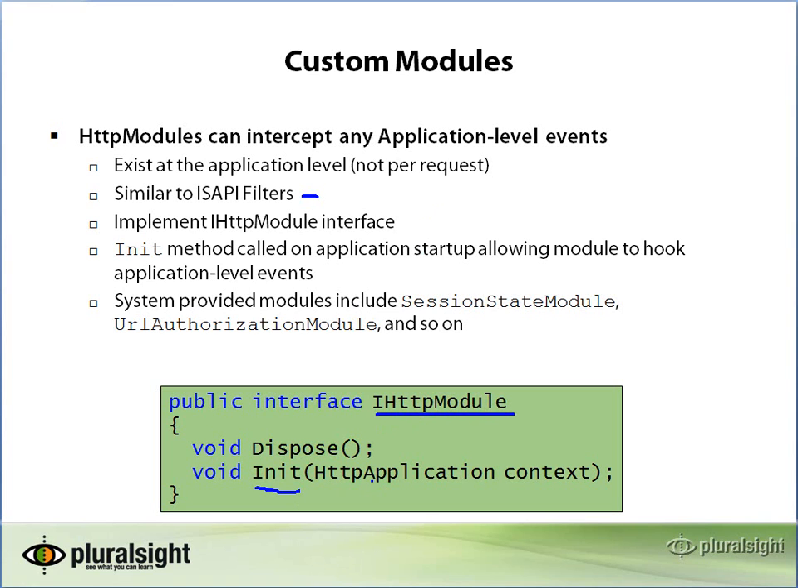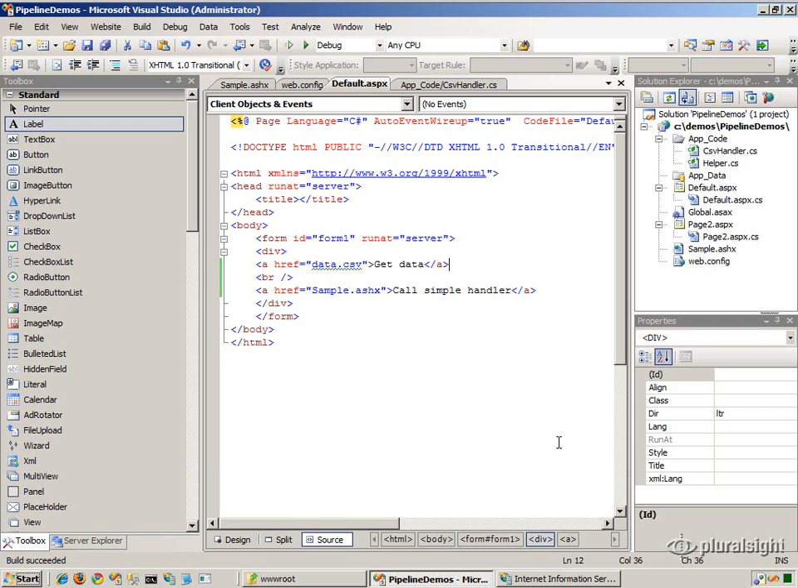And Init gives you a reference to, what else? The application object. So it's going to give you a reference to the application object, and what you'll do is typically wire up event handlers for any event that you want to tap into in the application. And as we'll see, quite a few pieces of ASP.NET are actually built using modules, and we'll take a look at all the various modules that are installed by default on your machine in a few moments. Let's start just by writing a custom module though.